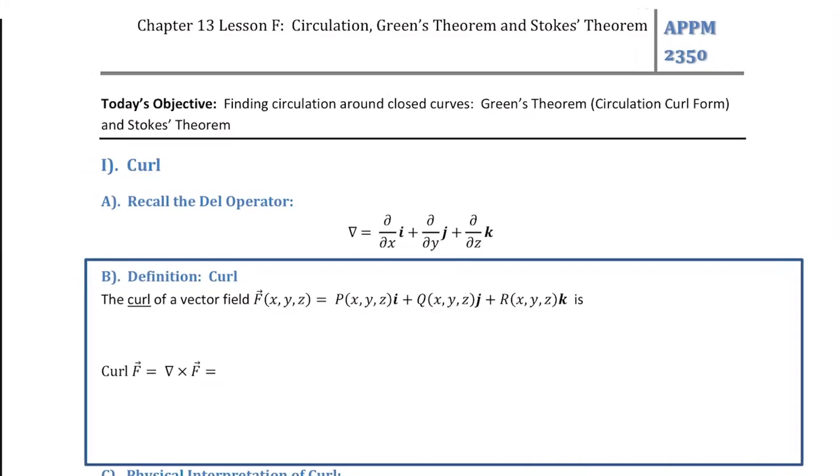And so we've had this del operator we've been working with in the context of either the gradient or divergence. Divergence was when we did del dotted with a vector field. And so now we're going to define a quantity where we imagine taking this del operator and crossing it, finding the cross product with our vector field.